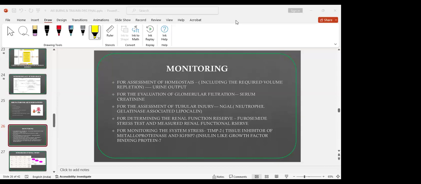If you manage the primary pathology, and particularly the volume status, then you can prevent acute kidney injury in at least 50 to 60% of cases.